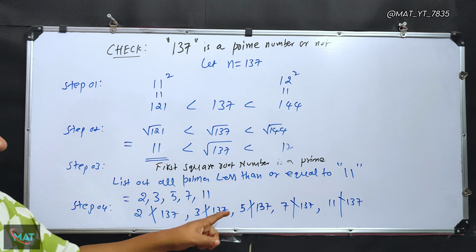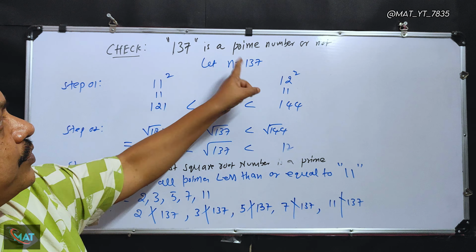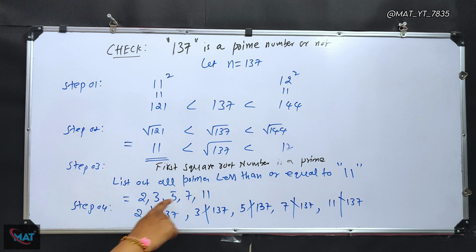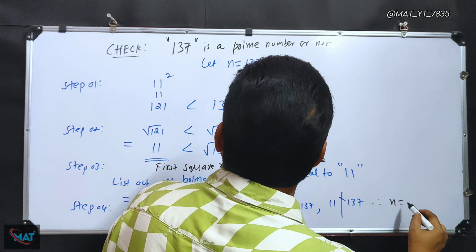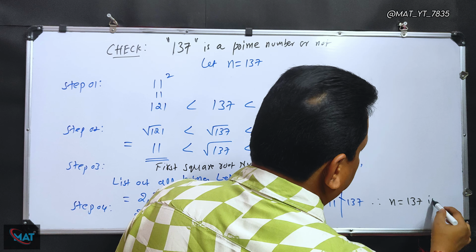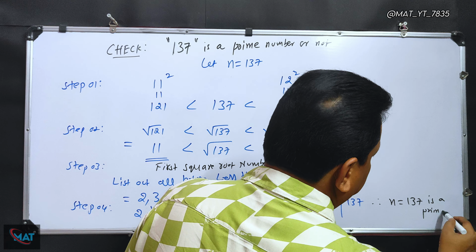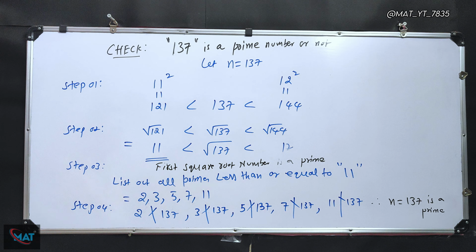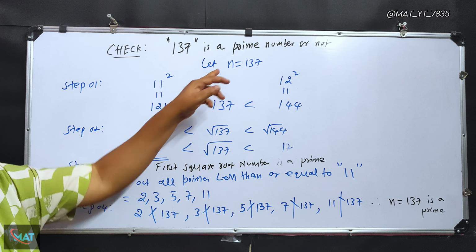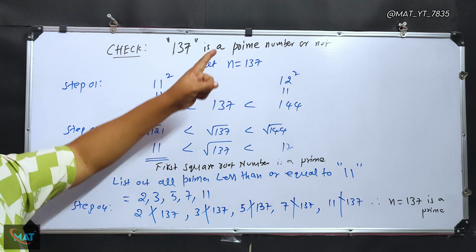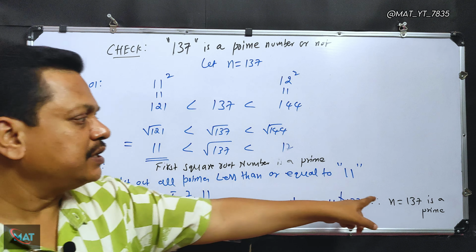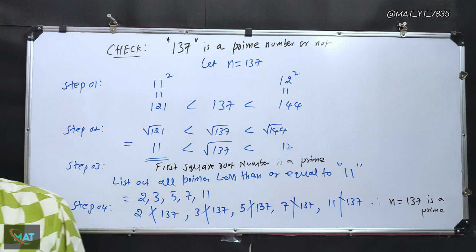So no prime number is dividing this 137. All these prime numbers were 2, 3, 5, 7, 11. So what is the conclusion? It is a prime number. Therefore, n equal to 137 is a prime. If any one of the prime numbers divides the given number, then it is called a composite number. Be careful. No prime number should divide that number in step 4. Then only we can say the given number is a prime number.